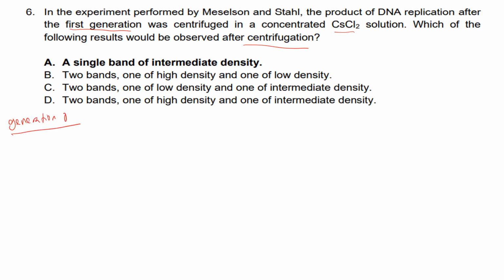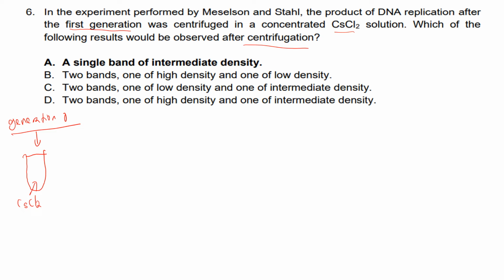Okay, so when the two scientists grow the bacteria in the medium that contains nitrogen 15, and then they centrifuge the DNA samples with cesium chloride, the cesium chloride will end up at the bottom of the centrifuge tube. This is because cesium chloride has the same density as DNA.